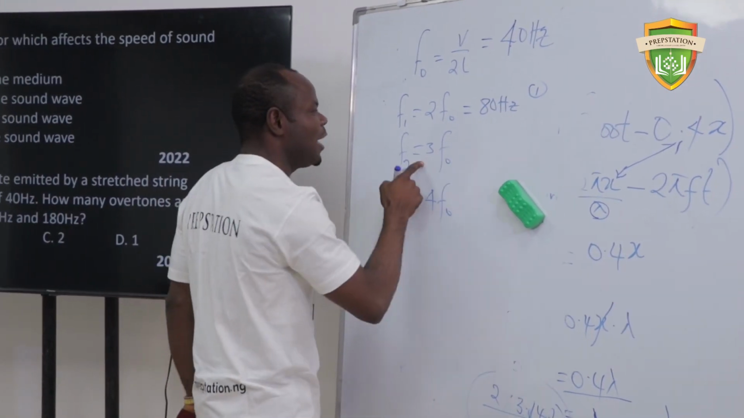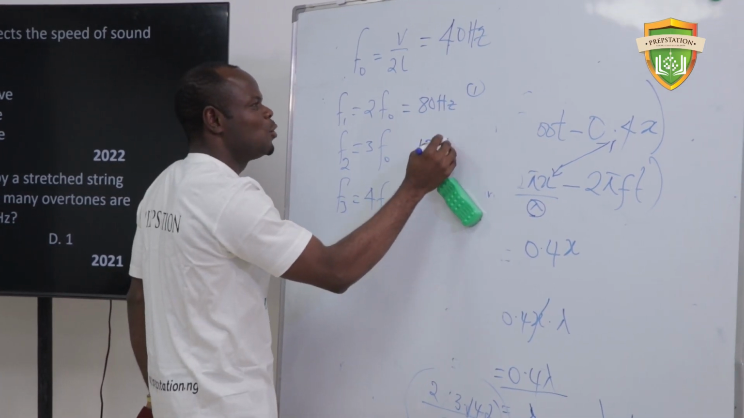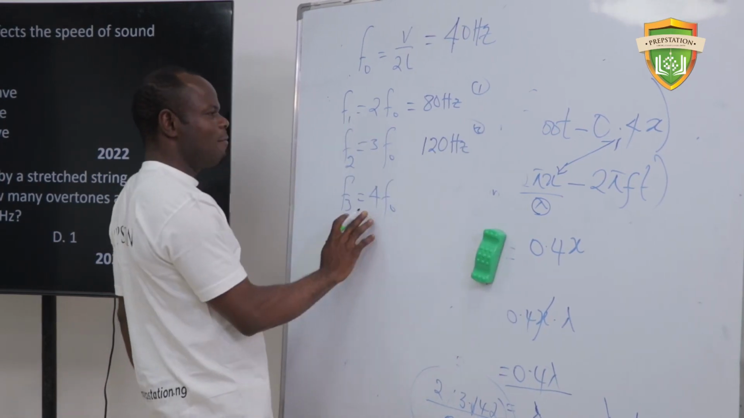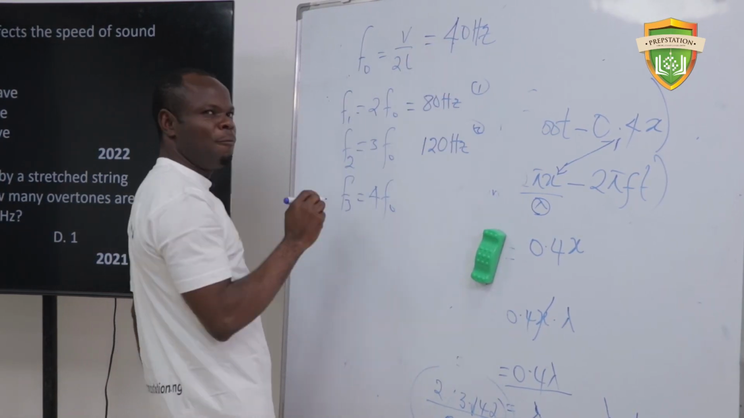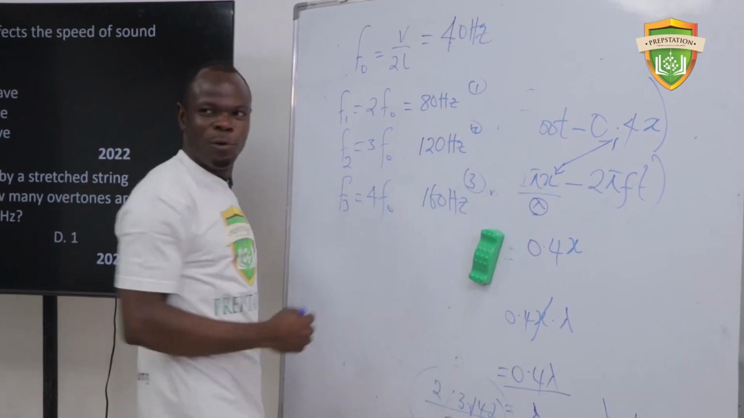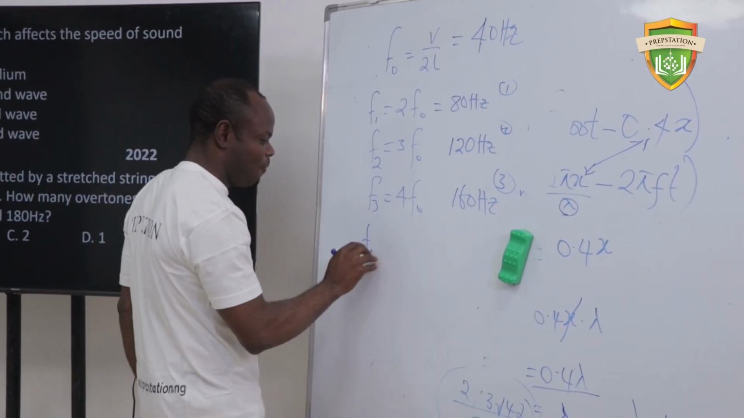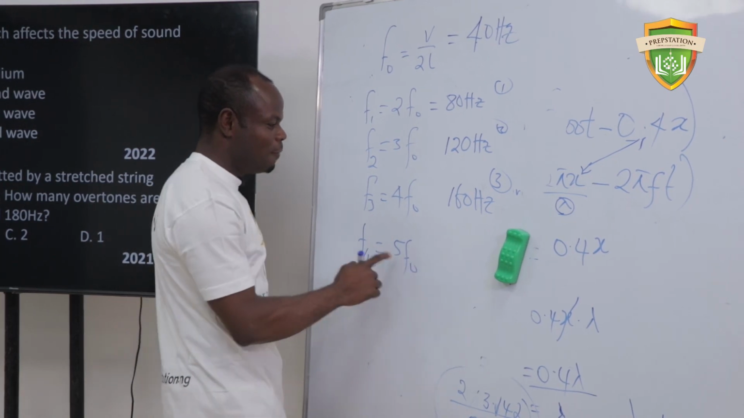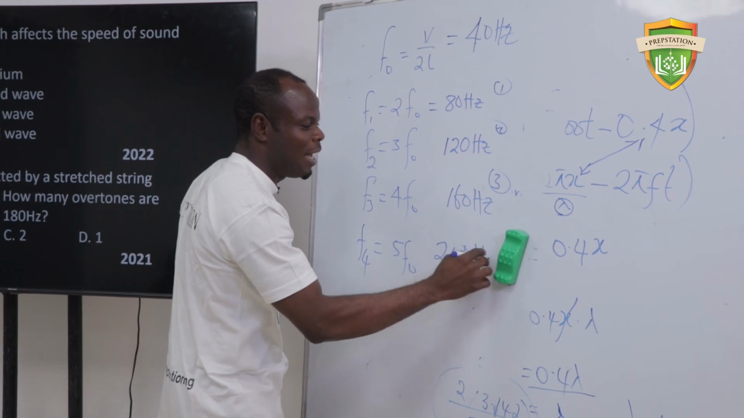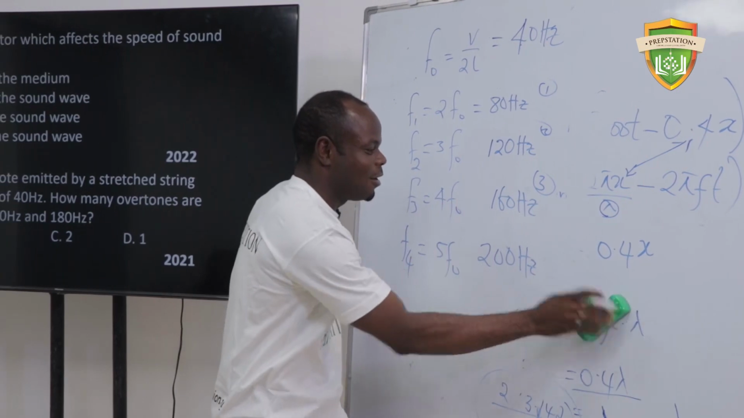So, we have 3 times 40, and what do we have there? 120 Hz. That is the next one. Next, we have 4 times what? 40, and that will give me 160 Hz. We have gotten the third overtone. Okay, that means we are not yet at 180. So we can get F4, which is 5 times F0. 5 multiplied by 40, all of a sudden we now have 200 Hz, which is greater than 180. That means we cannot get to this point.